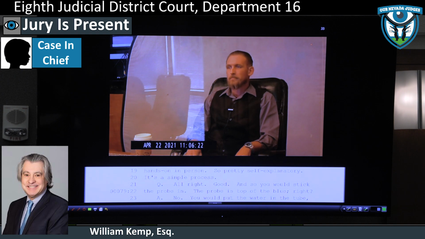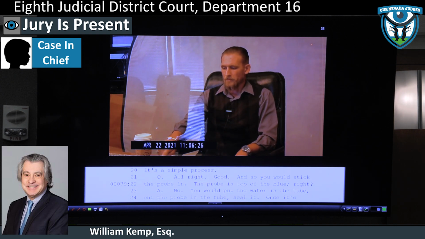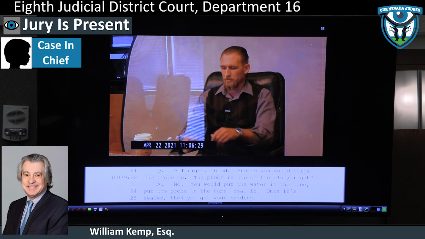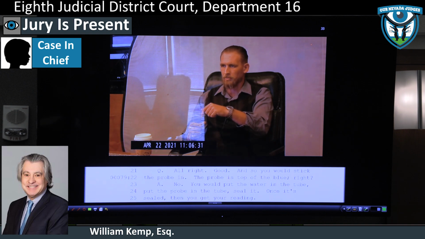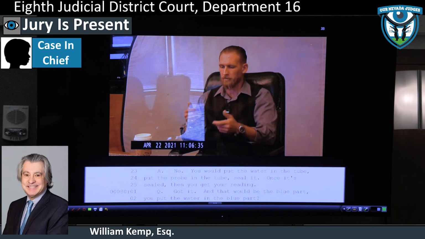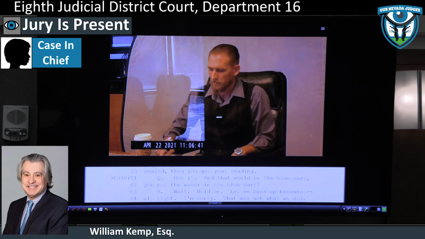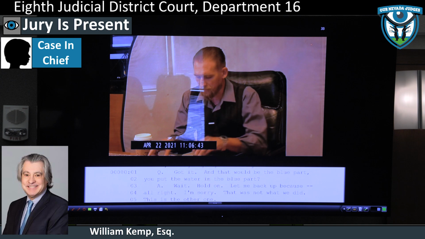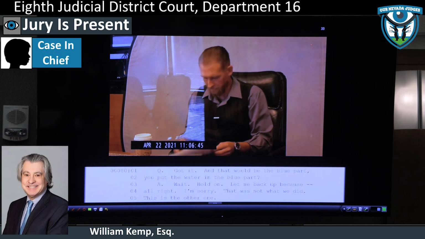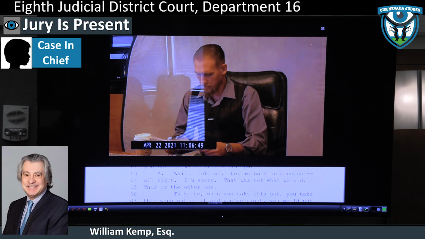And so you would stick the probe in. The probe is top of the blue, right? No, you would put the water in the tube, put the probe in the tube, seal it. Once it's sealed, then you get your reading. Okay, got it. And that would be the blue part. You put the water in the blue part. Wait, hold on. Let me back up because, all right, I'm sorry. That was not what we did. This is the other one.